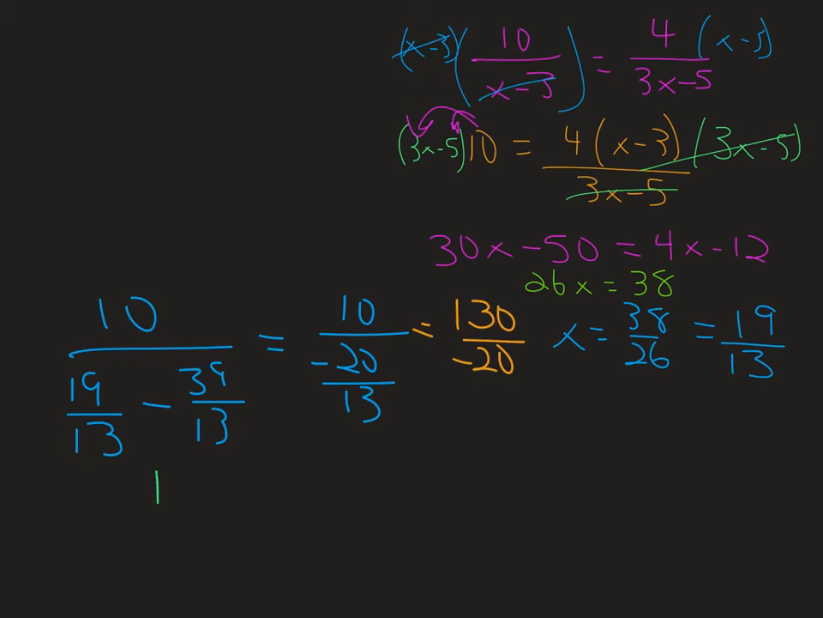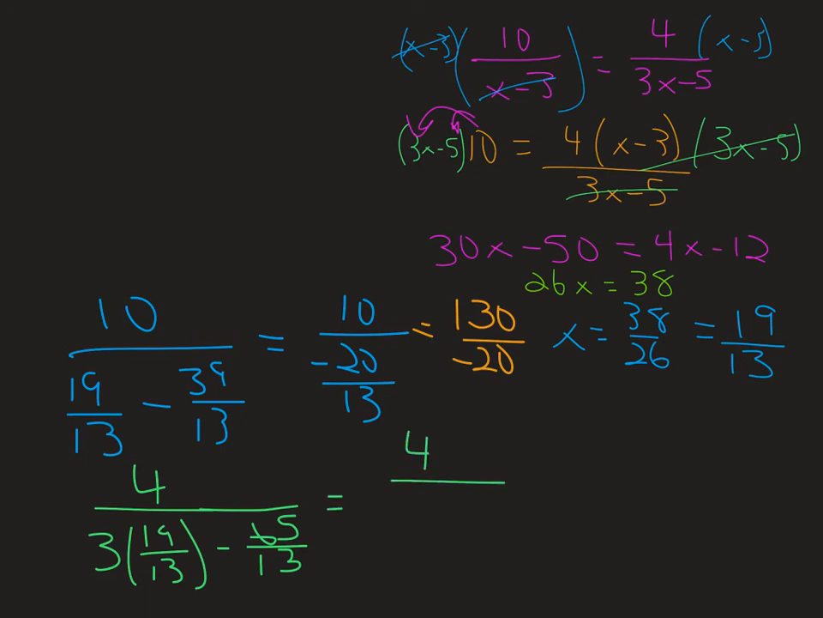Let's check the right side. We have 4 over 3 times 19 thirteenths minus, 5 in terms of 13. So 5 times 13 is 65. 3 times 19 is like 60, but then 3 less, so 57. 57 minus 65 is negative 8. Negative 8 over 13.